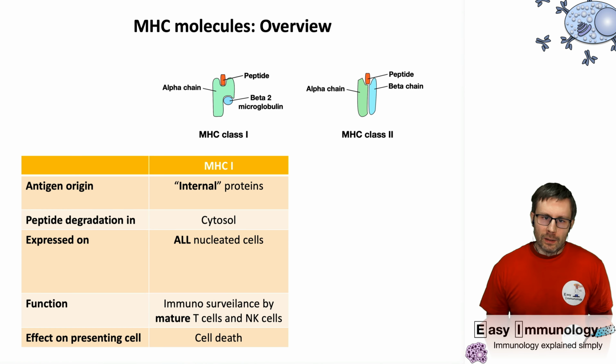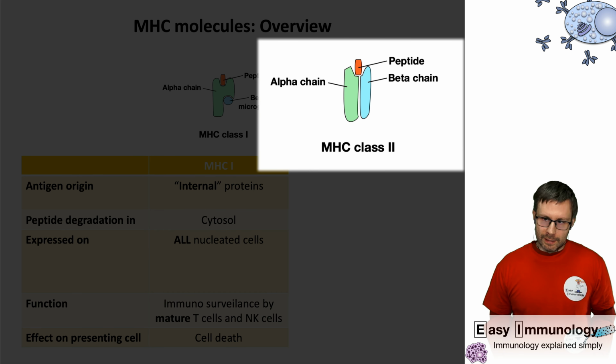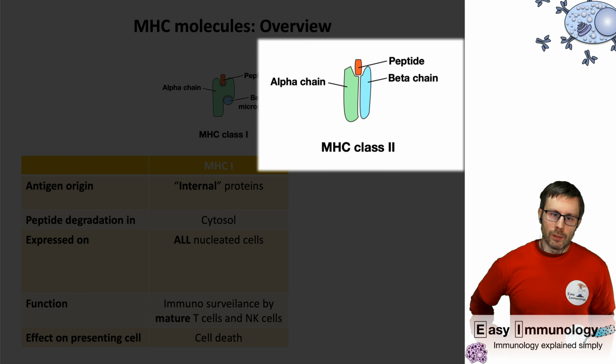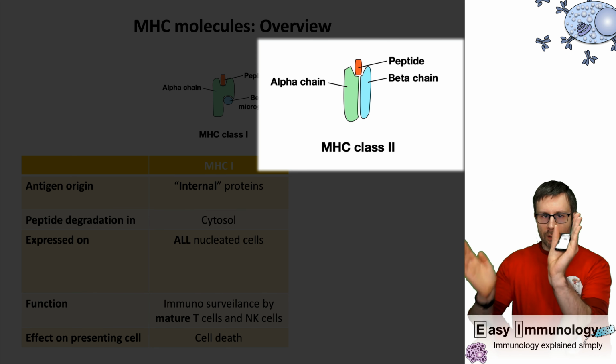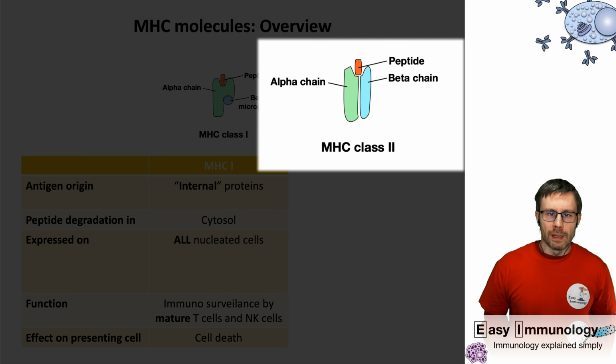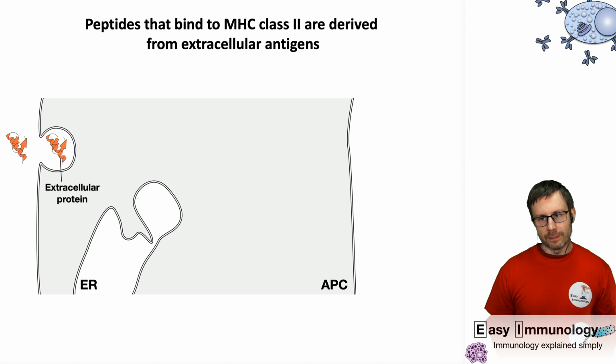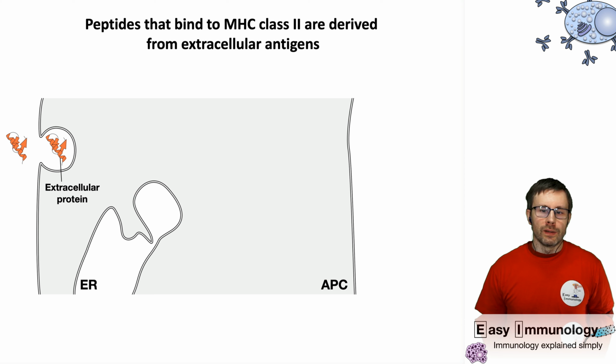Okay, so there's a second class of MHC molecules which are called class 2. They consist of two chains, an alpha chain and a beta chain. There is no beta 2 microglobulin found here. And here both alpha chain and beta chain together form the peptide binding groove that binds the peptide. How do the peptides now end up on MHC class 2 molecules?